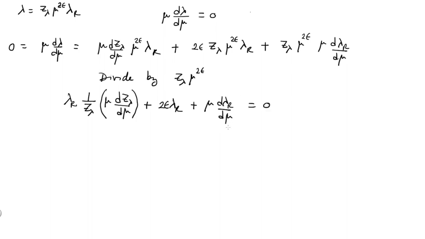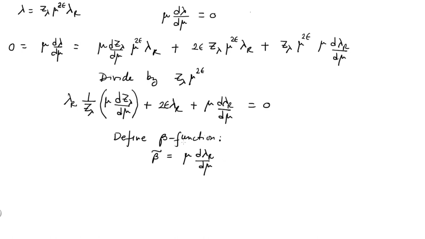And it is d lambda r over d mu that is what you want to calculate. You want to know how lambda r changes as you change mu. So that thing is here which you are searching for. So let's define this as beta tilde. It's called the beta function. Define the beta function, which is beta tilde equal to mu d lambda r over d mu.